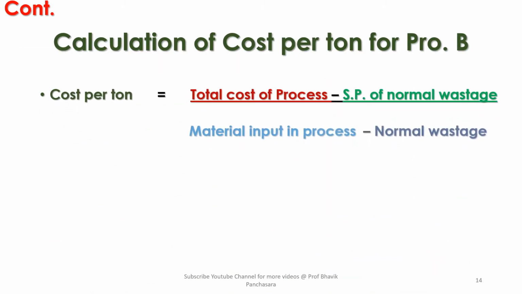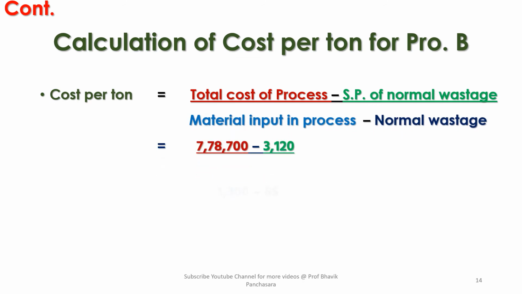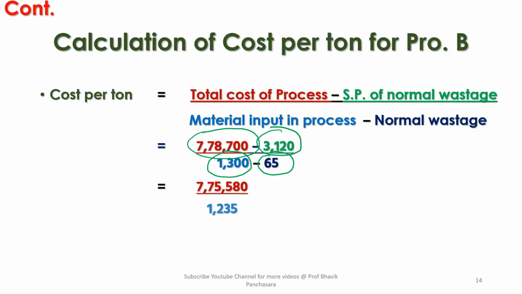Okay friends, now let us calculate cost per ton for process B. To calculate cost per ton, we will use the same formula that we used in process A. First we put the total of the debit side, that is 7,78,700, from which we deduct the selling price of normal wastage, divided by 1300, the total material input, minus 65, the normal wastage tons. By simplifying this equation, the final answer you will receive is 628. So we can say that for process B, cost per ton is 628.